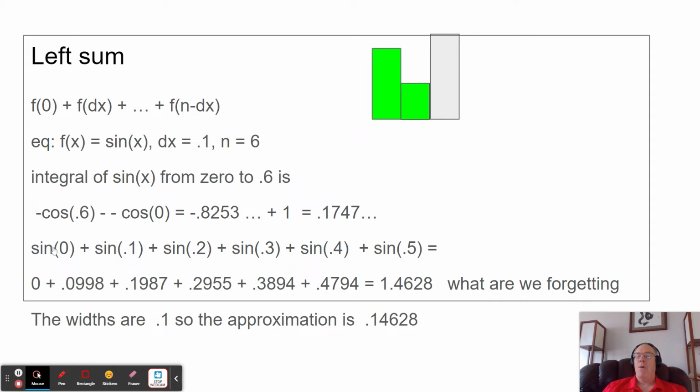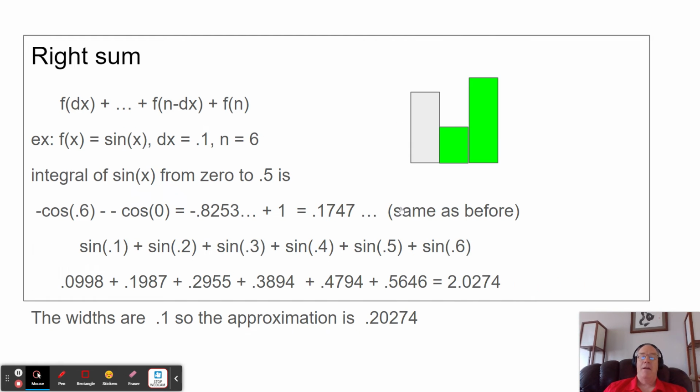We can approximate this as the sine of 0 plus the sine of 0.1 plus the sine of 0.2, sine of 0.3, 0.4, 0.5, which is using the left-hand rule because we didn't do the 0.6, we just started with the 0. And that's 1.4628, which isn't quite right. We have to multiply by the width of 0.1. So the actual sum is 0.14628, which is pretty close to 0.1747.